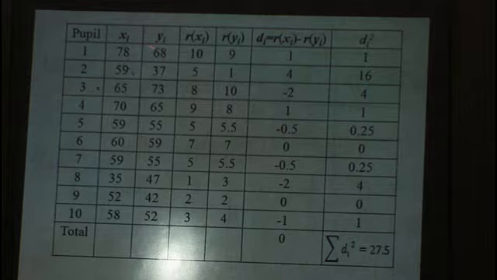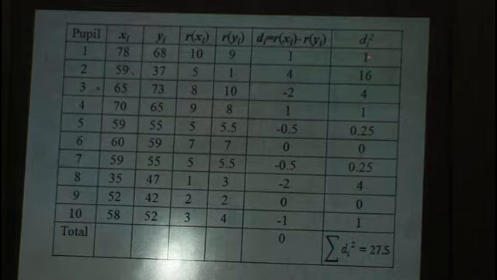Then the rank for those people who obtained 78 is 10, and the rank for 68 is 9. So when you take the difference between 10 and 9, you get 1. Then when you take the square of the difference, that's 1 squared, you get 1.